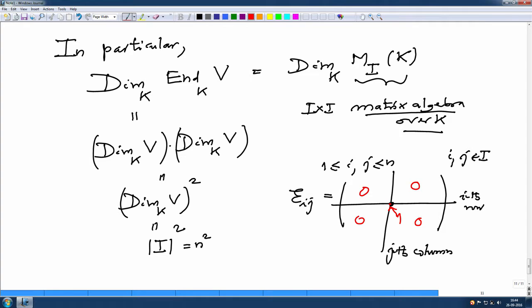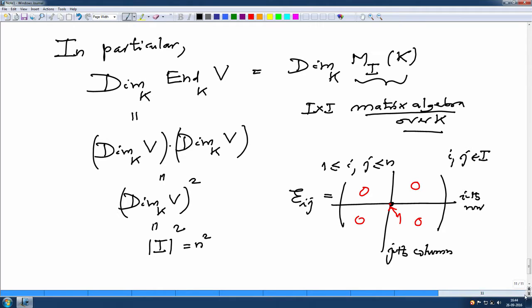This is called the ijth matrix unit, and it is obvious that these matrix units are defined for any, not necessarily square, matrices. And it's obvious that any matrix is a linear combination of these in a unique way, because of the entries. So this is a basis.